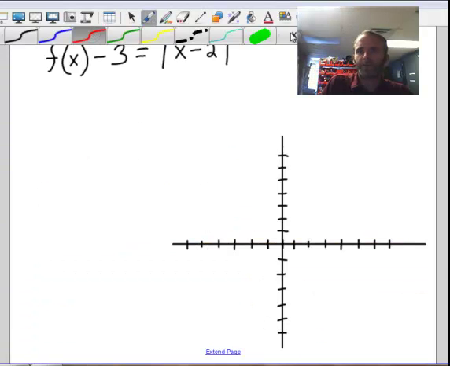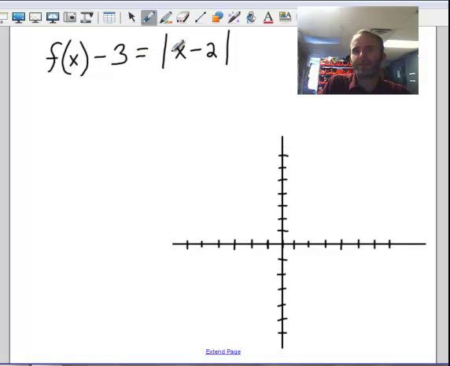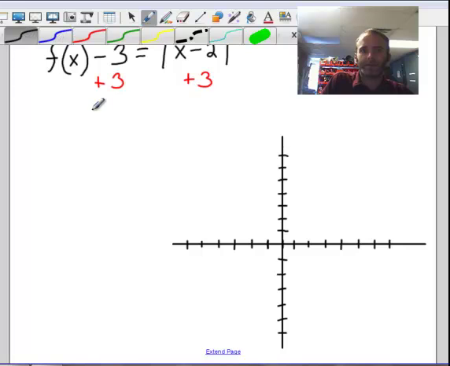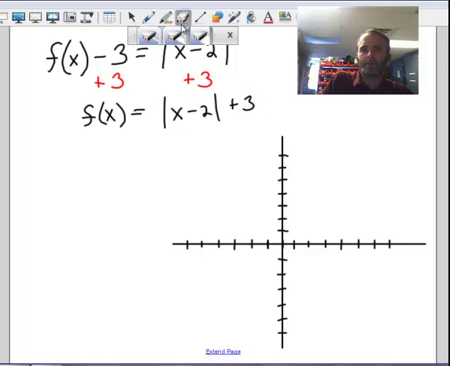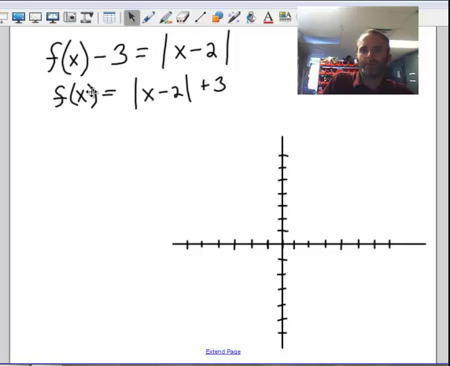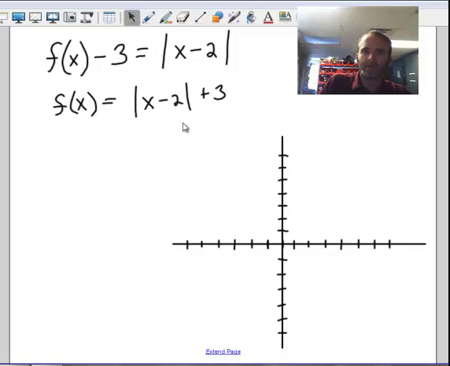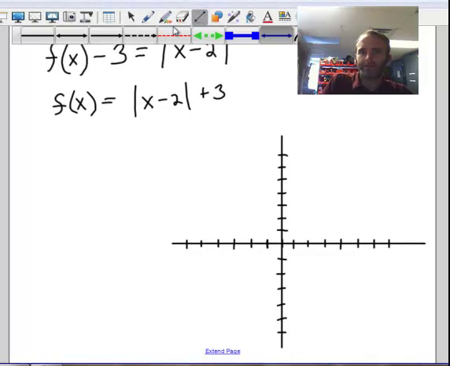Alright, let's look at a more difficult problem. So if we have f of x minus 3 is equal to the absolute value of x minus 2, let's graph this. Now the first step is let's get this value that's attached to my dependent variable onto the other side and rewrite this. So this will isolate my f of x is equal to the absolute value of x minus 2 plus 3. So we're going to get rid of this scaffolding, put this right up here. Alright, so this is what we're trying to graph here, this f of x function.